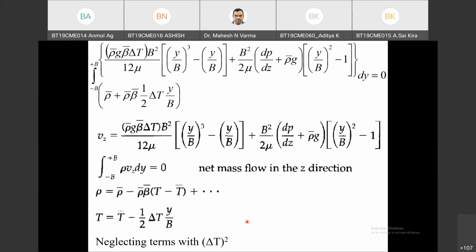So how can this be 0? First of all, this is my velocity profile, and this is my density profile, with temperature. This temperature is substituted here actually. The velocity profile is substituted, the density profile is substituted, and the temperature profile is also substituted.